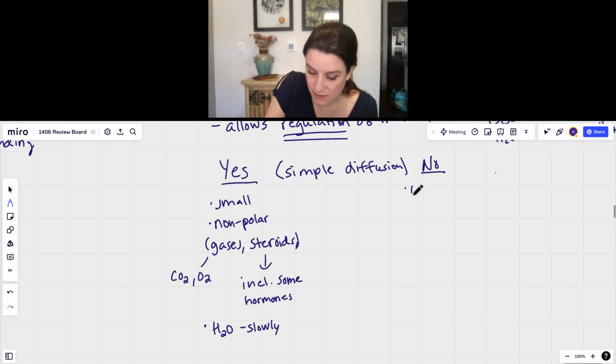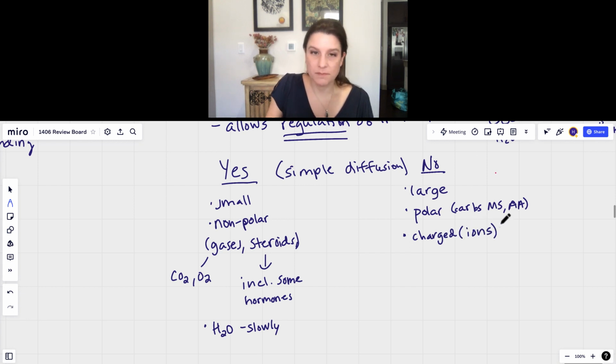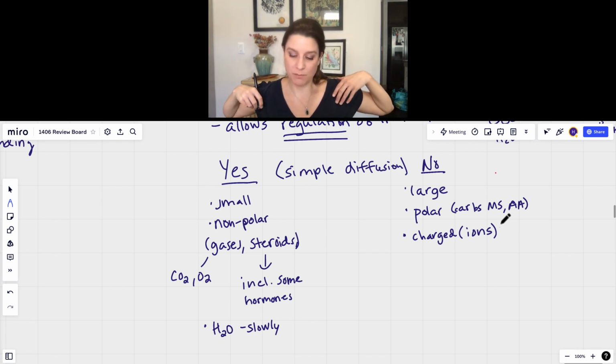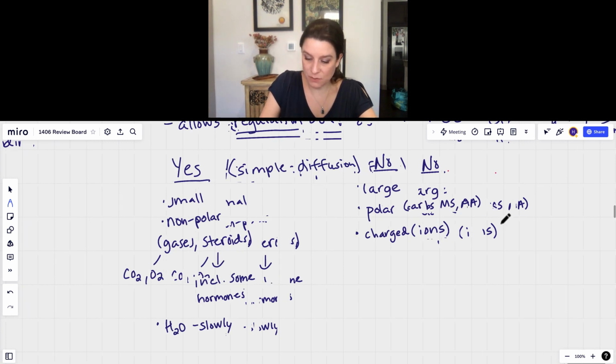What does not get across? Anything that's too large needs to be broken down first, or transported by bulk transport. Anything that's polar, so we're thinking like carbs, like monosaccharides, amino acids. These guys are not going to get across. Anything that's charged, so ions, proteins are too big as well. So all that cannot get across directly. So how would you get these kinds of things across if they're small enough?